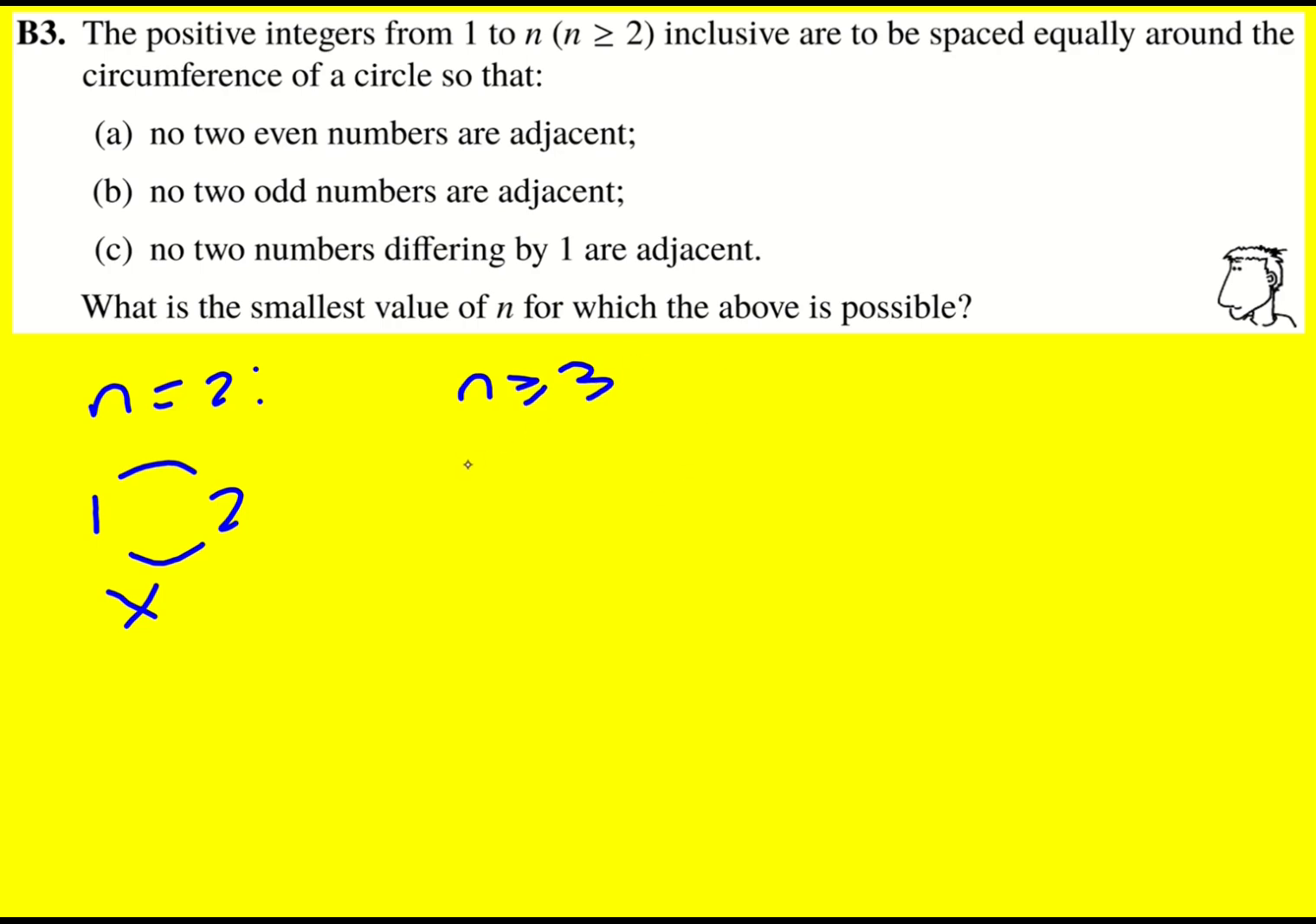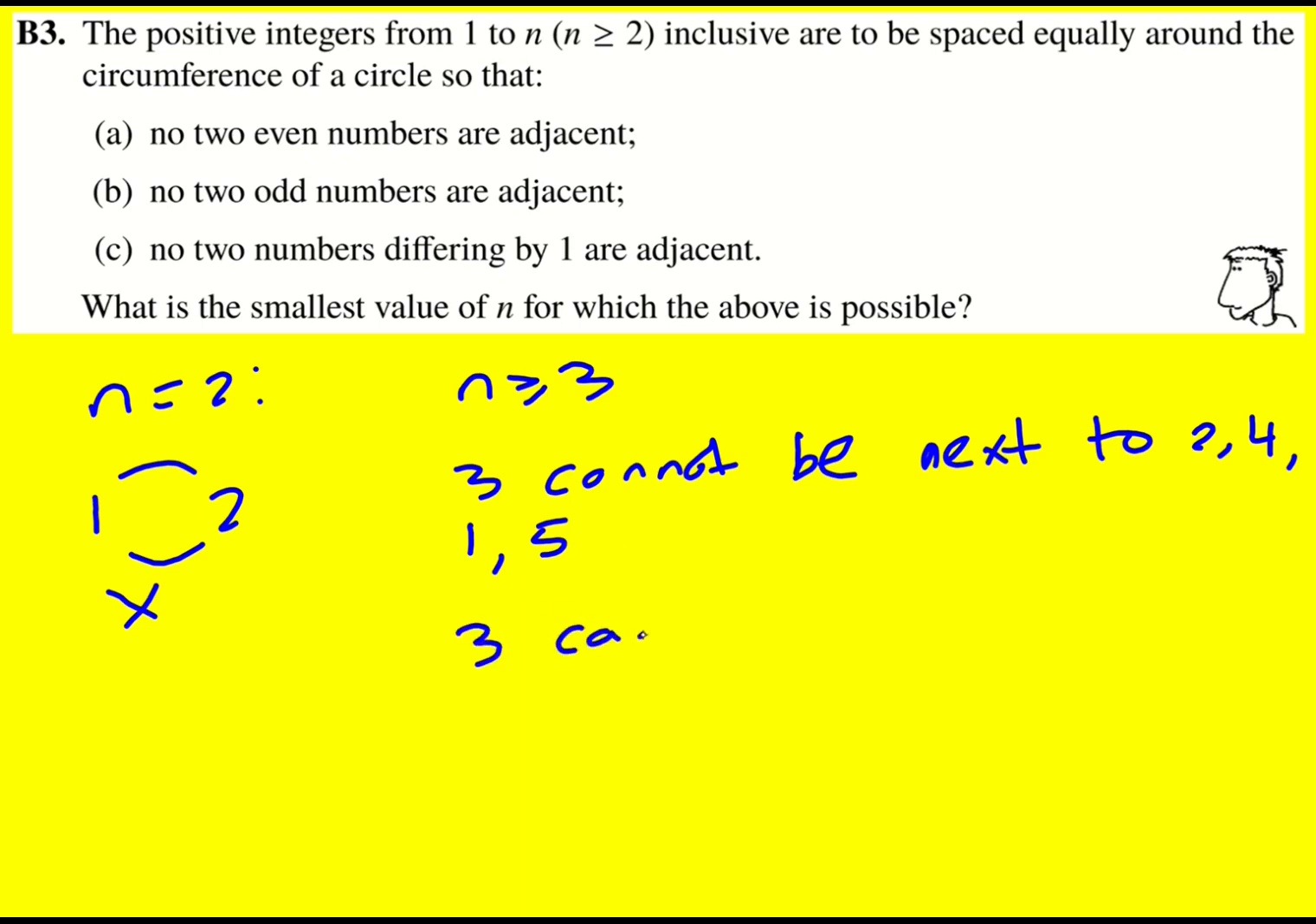But if I put 3 in, 3 cannot be next to 2 or 4 because then they would differ by 1. It can't be next to 1 because it's odd. The remaining ones are then 5. Can't be next to 5. 3 can be next to 6.